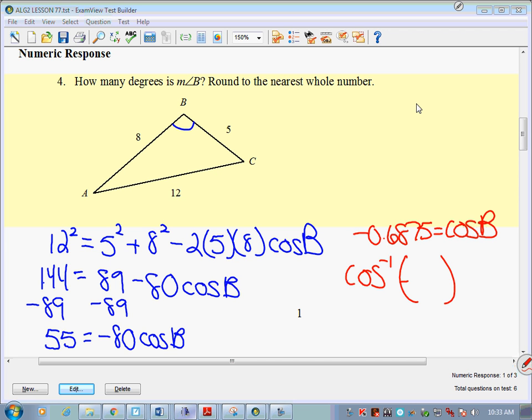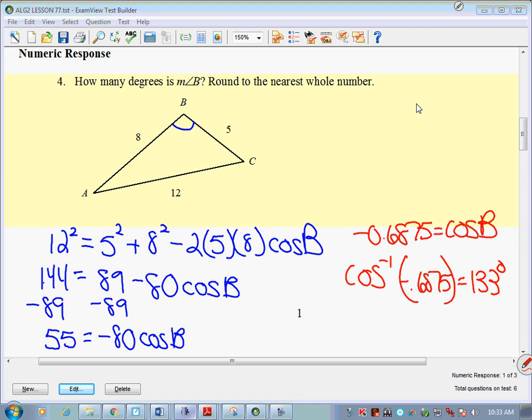Okay, negative 0.6875 equals what? 133.43, but we're going to get to the nearest whole number, which would just be 133 degrees. Okay? We feeling more comfortable with this?